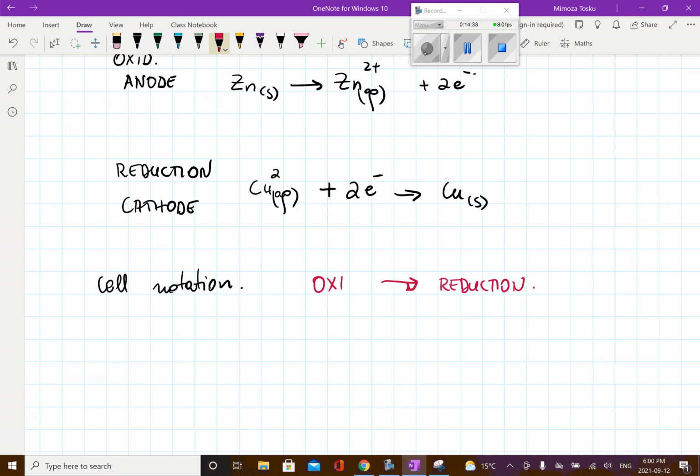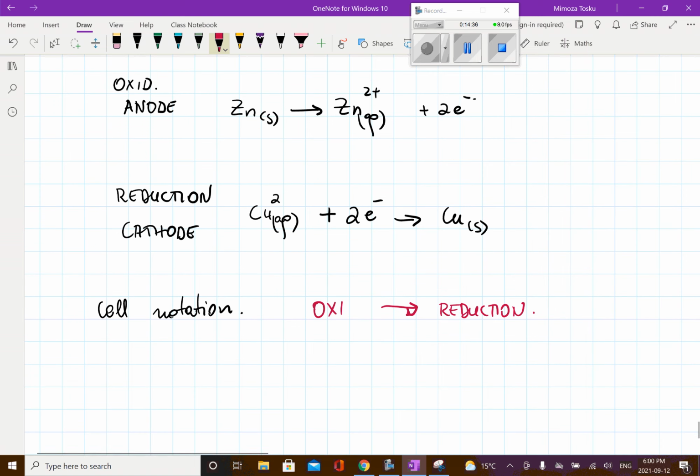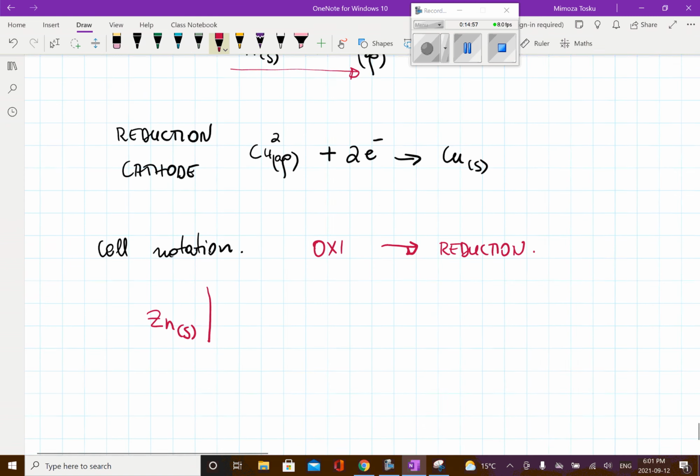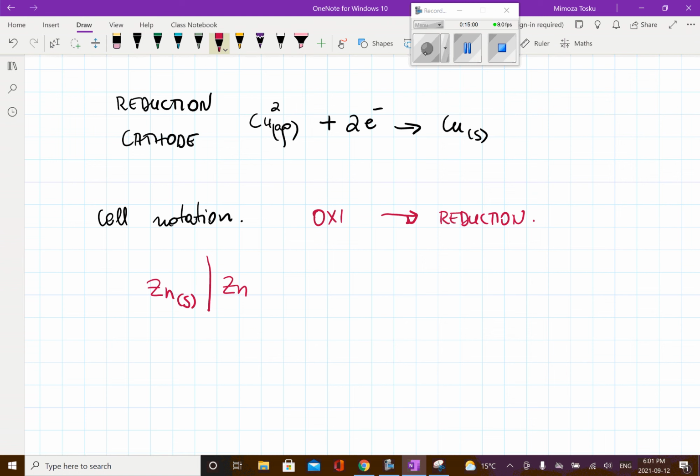So on the oxidation, on the anode, what is happening? We start with zinc solid, and then we have a line, because this is within the half cell. It is giving those 2 electrons and becoming zinc 2 plus aqueous solution. And then we draw two lines to show that this is what is happening in the anode.